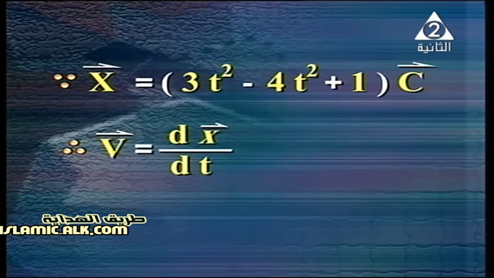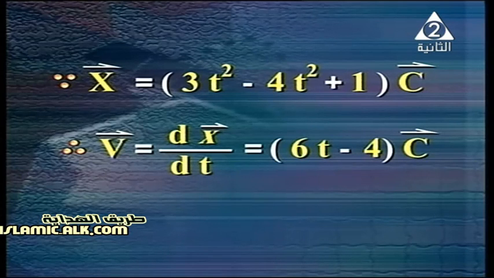Dear student, in this case we have x. What is x? The distance or displacement vector is the relation between x and t. x is a function of t: x equals 3t squared minus 4t plus 1. When you find v, the velocity is the differentiation of x, dx over dt, which equals 6t minus 4.